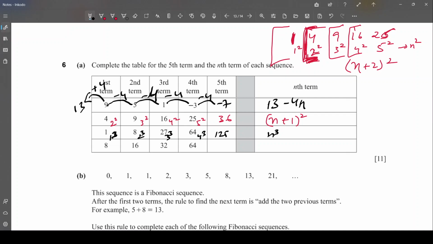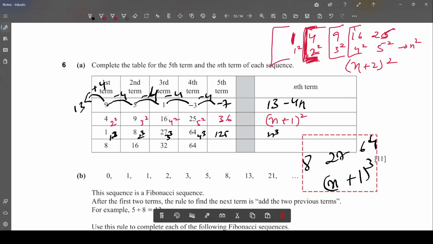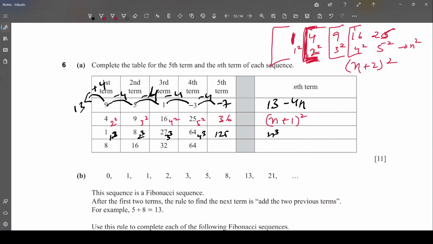For example, if this cube sequence started from 8, 27, 64, then what you should have written as the answer is n plus 1 cube, not n cube plus 1, n plus 1 cube. You can also verify by putting any of the values like 1, 2, 3. If I put n as 1, 2, 3, you will get the sequence. You can verify it. So here the answer is n cube.